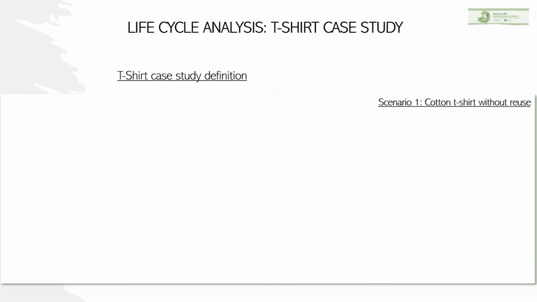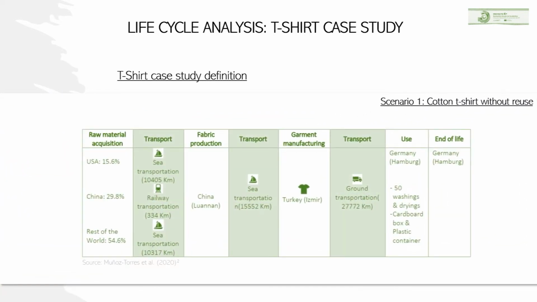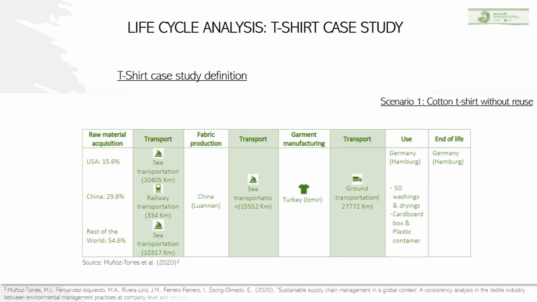Focusing on the first scenario, the characterization is as follows. The cotton for the t-shirt stems from the USA, 15.6%, China, 29.8%, and the rest of the world, mainly India and Pakistan, 54.6%. During the period of its use, it is estimated that on average, a t-shirt is washed and dried for 50 cycles. At the end of life phase, t-shirts are thrown away to a landfill in Germany, treatment of municipal solid waste, and no recycling is considered.